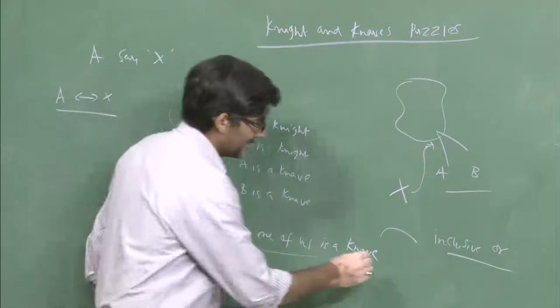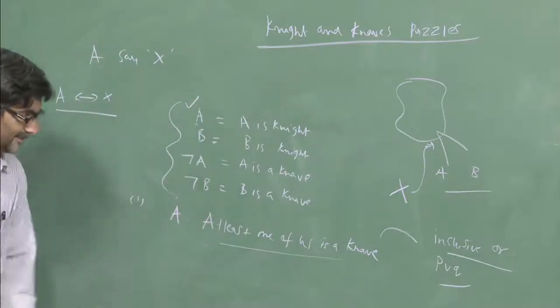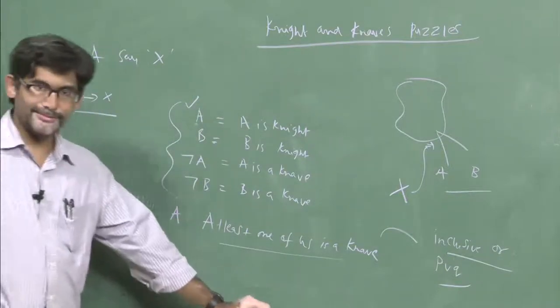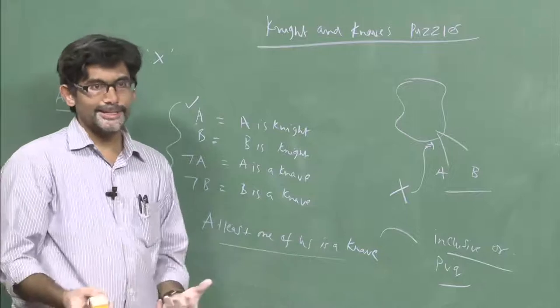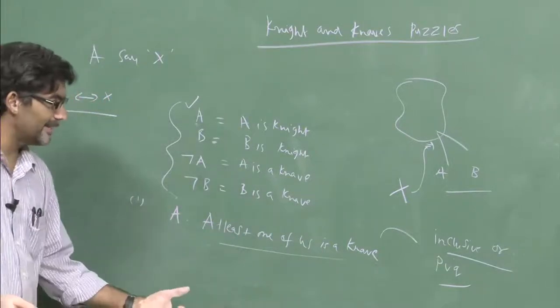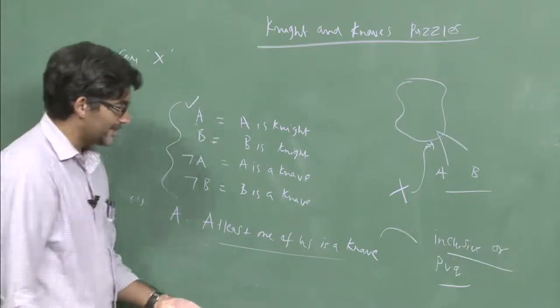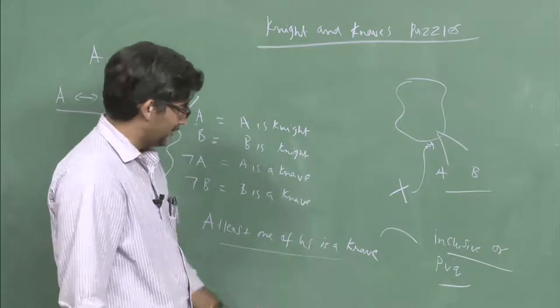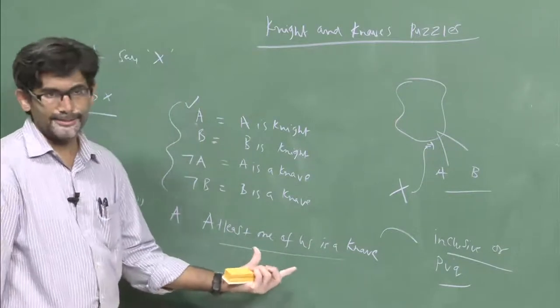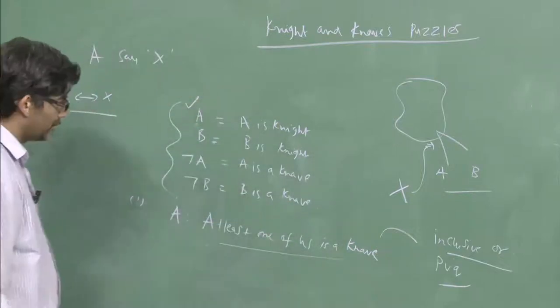So that is P R Q. Suppose they have said "exactly one of us is a knave", then it is considered to be an exclusive OR. That is, either A has to be the case or B has to be the case, but not both of them. That gives us information about exactly one of us being a knave. But usually "at least one of us is a knave" is translated as inclusive OR, that is P R Q.